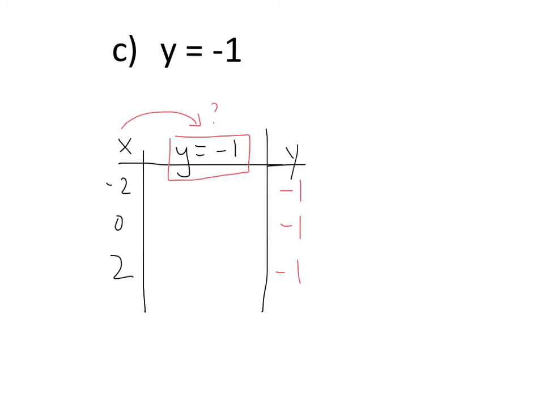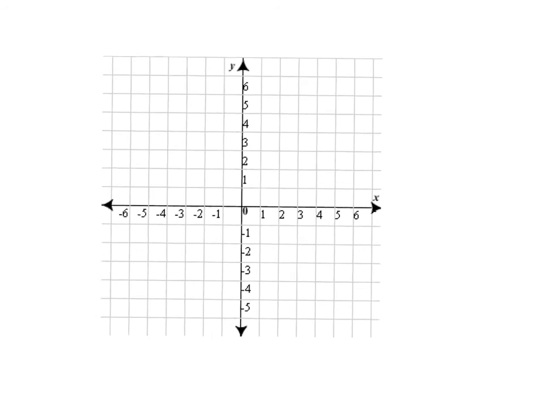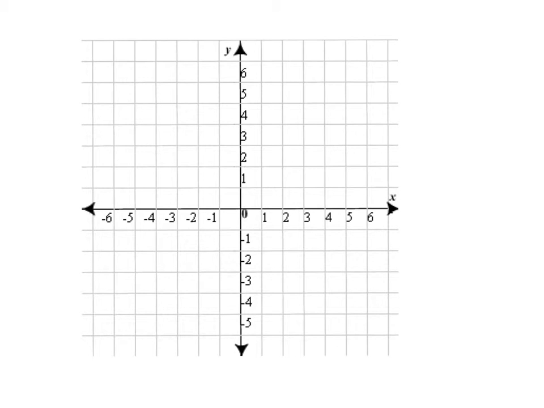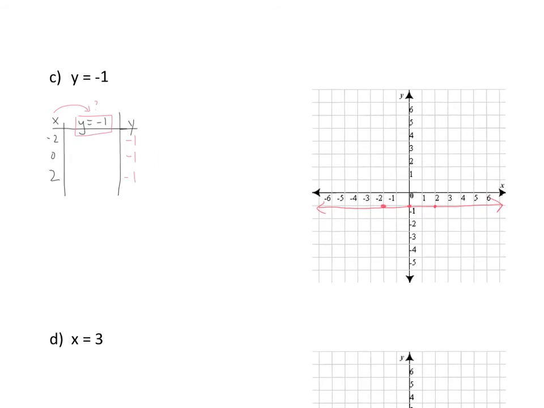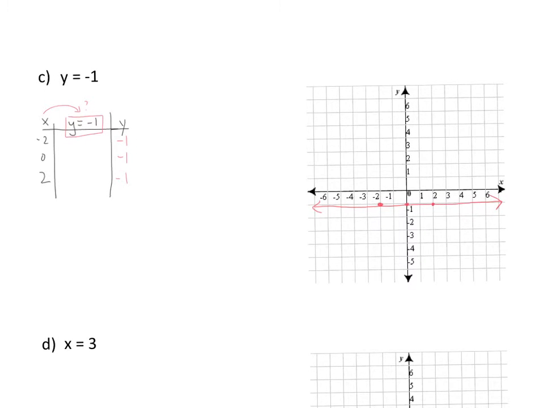So now when I come over and graph, I'm going to do (-2, -1). And then I'm going to do (0, -1) and (2, -1). So this is going to give me a horizontal line. Okay? Horizontal line. So again, just kind of keep in mind, when you've got a y equals, you're just going to have to put the y values down the y column. There's nowhere to plug in.